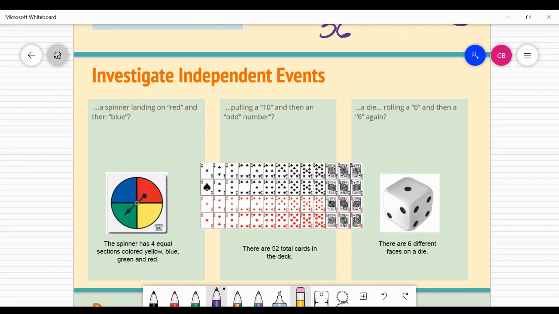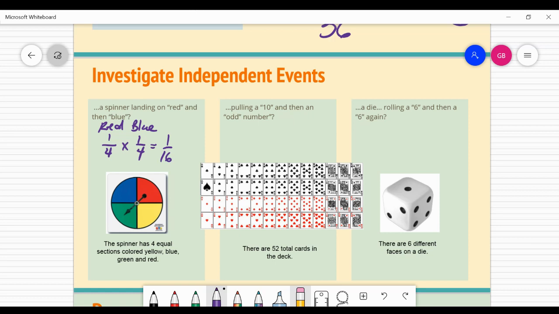All right, more examples. Probability of landing on red and then blue. So red is 1 out of 4. Blue is 1 out of 4. So you multiply these independent events and you get 1 out of 16.